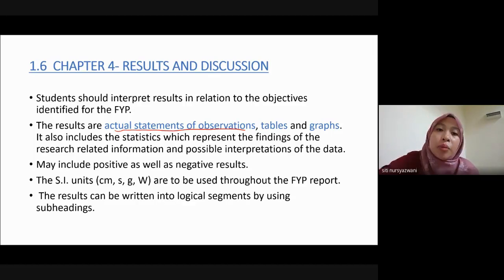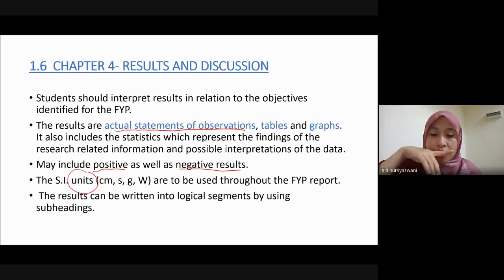Okay, you tak boleh letak dalam bentuk raw data. So people tak boleh relate sebenarnya apa yang you cuba sampaikan. So you kena simplify kan dalam bentuk table, dalam bentuk graph ataupun carta pie ke. So biasanya most of you memang akan buat tables and also graph lah. Okay, it also includes the statistics which represent the findings of research, related information, possible interpretation of the data. And you juga boleh include the positive dan juga negative result you. And perlulah ada units lah, perlu ada units.